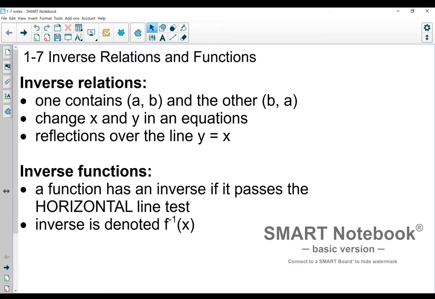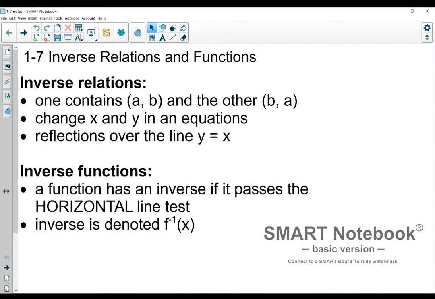Precalc 1.7, Inverse Relations and Functions. So when we are looking at relations versus functions, we know that a function passes our vertical line test and a relation does not. So that means for a function, each input has one output. And for a relation, it doesn't necessarily have that. So a function is a specific kind of relation.